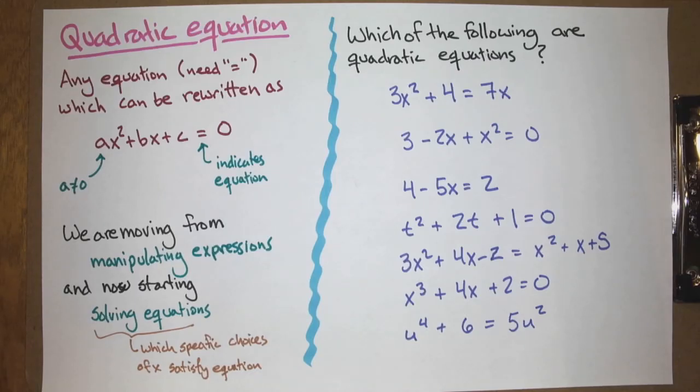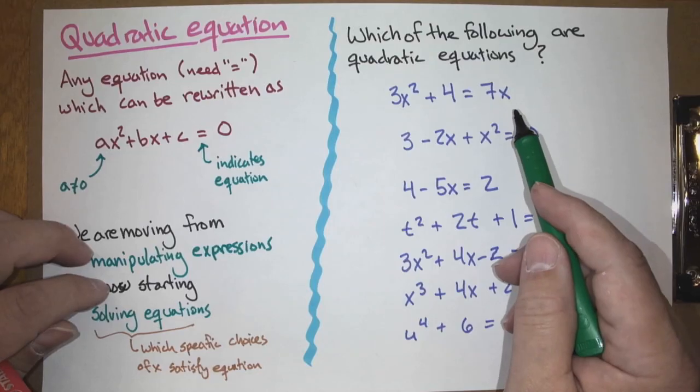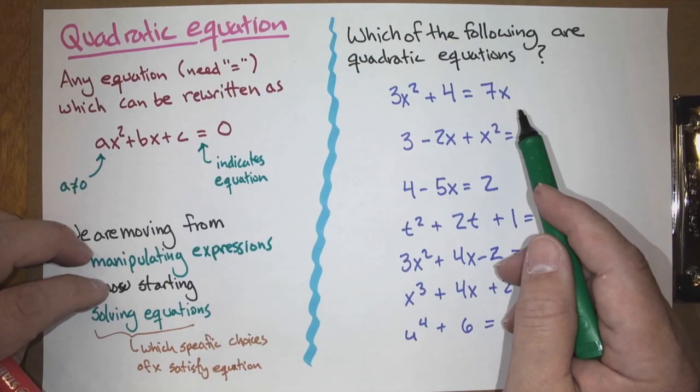Okay. So there's questions here. Which of the following are quadratic equations? And we have a bunch of them. So let's talk about them. 3x squared plus 4 equals 7x. Quadratic equation or no?